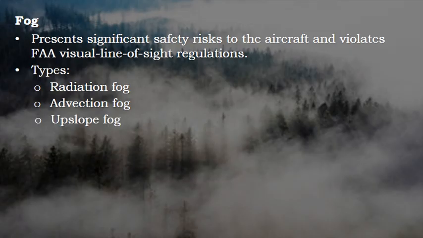Upslope fog is a type of fog that forms when moist, stable air is forced upward along sloping terrain, such as a mountain or hill. As the air ascends, it cools adiabatically to its dew point, causing condensation and creating thick fog that can persist as long as the wind blows.